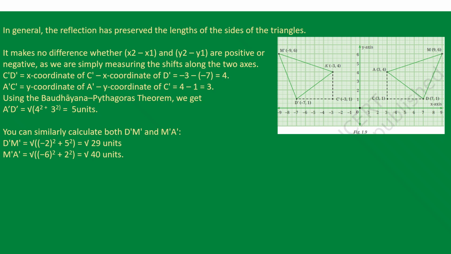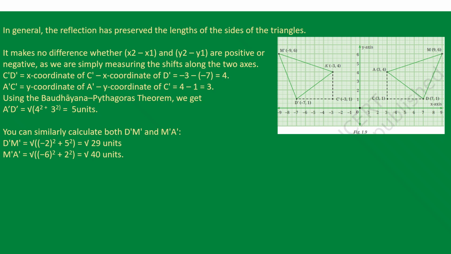We are just going to identify the lengths of the 2 points along the axis. So it makes no difference whether it is in quadrant 1 or quadrant 2 or 3 or 4, as it is just the shift. So C dash D dash is nothing but x coordinate of C dash minus x coordinate of D dash, which is equal to 4. A dash C dash is nothing but the difference between the y coordinate of A dash and the y coordinate of D dash, which is equal to 3. Using the Baudhayana Pythagoras theorem, we get A dash D dash as 5 units.